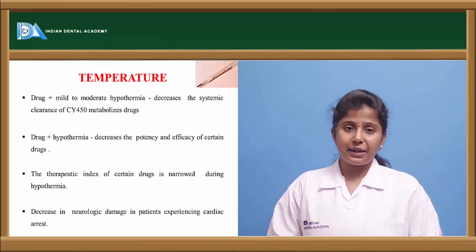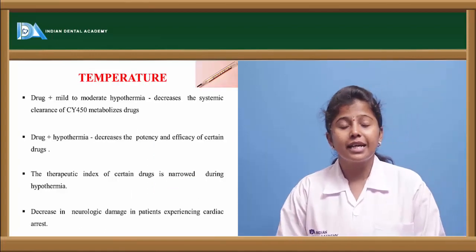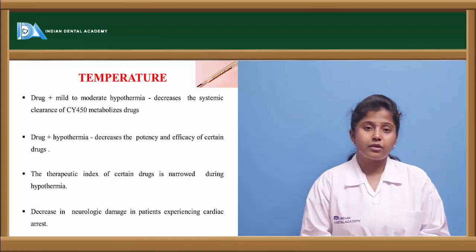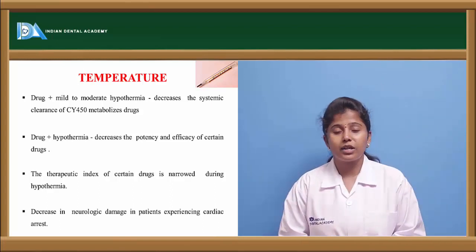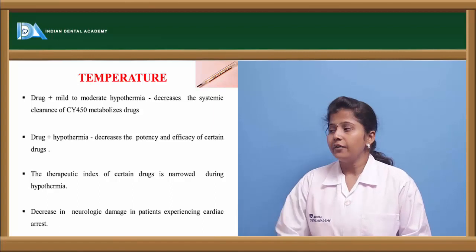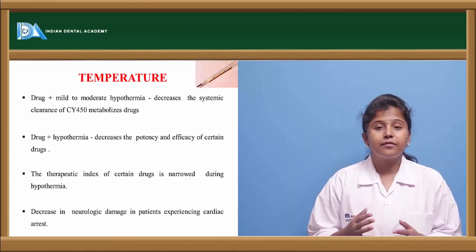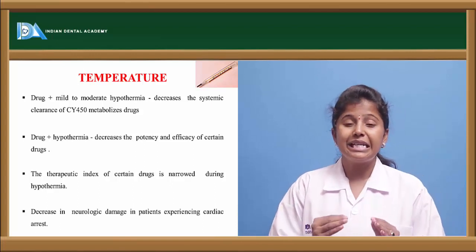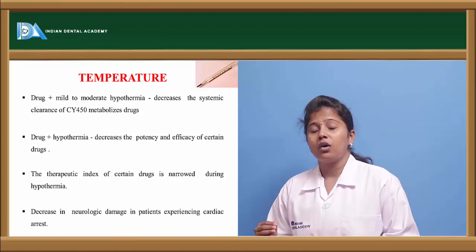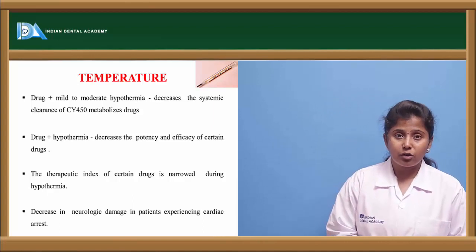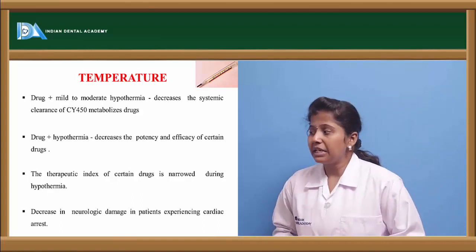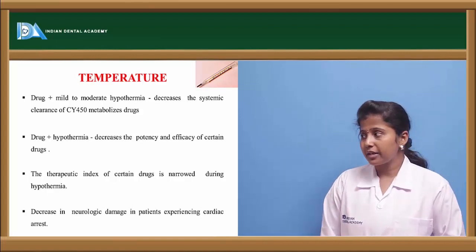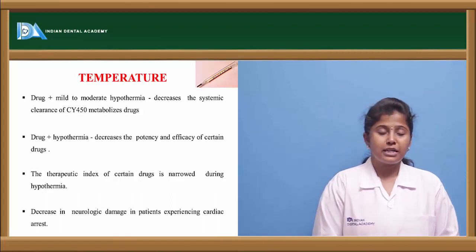The other factor is temperature. If a person has a temperature in the body and takes drugs, for example if there is a mild to moderate rise in temperature above normal, that may decrease the systemic clearance of cytochrome-metabolizing drugs.